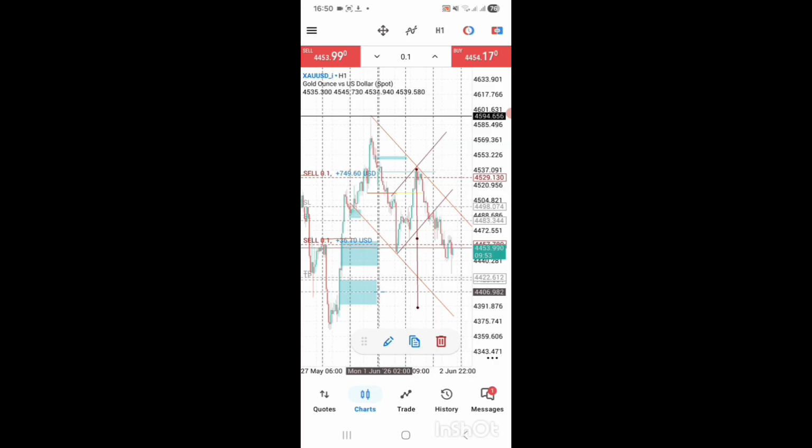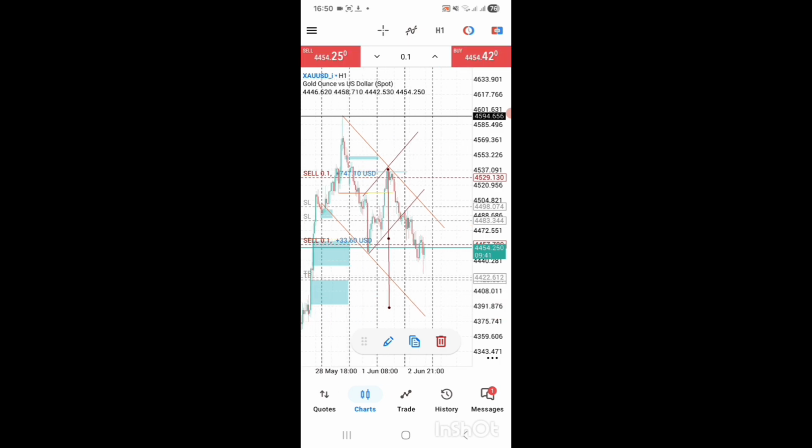tap on either fair value gap, or take out this low for the order block, then go up. So let's wait and see what will happen.